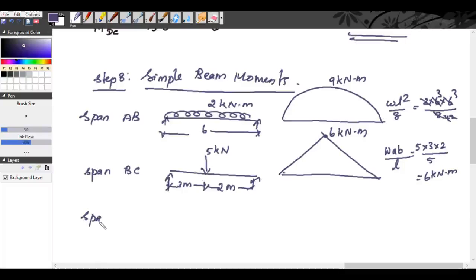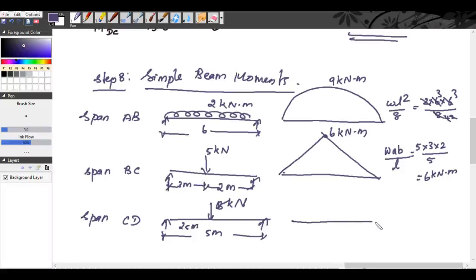And for the span CD, again it is 5 meter. A concentrated load of 8 kilonewton is acting at the center. So the maximum value will be at the mid span, and it is WL by 4. You can substitute a equal to L by 2, b equal to L by 2, and we get WL by 4. So 8 into 5 by 4, we get 10 kilonewton meter.